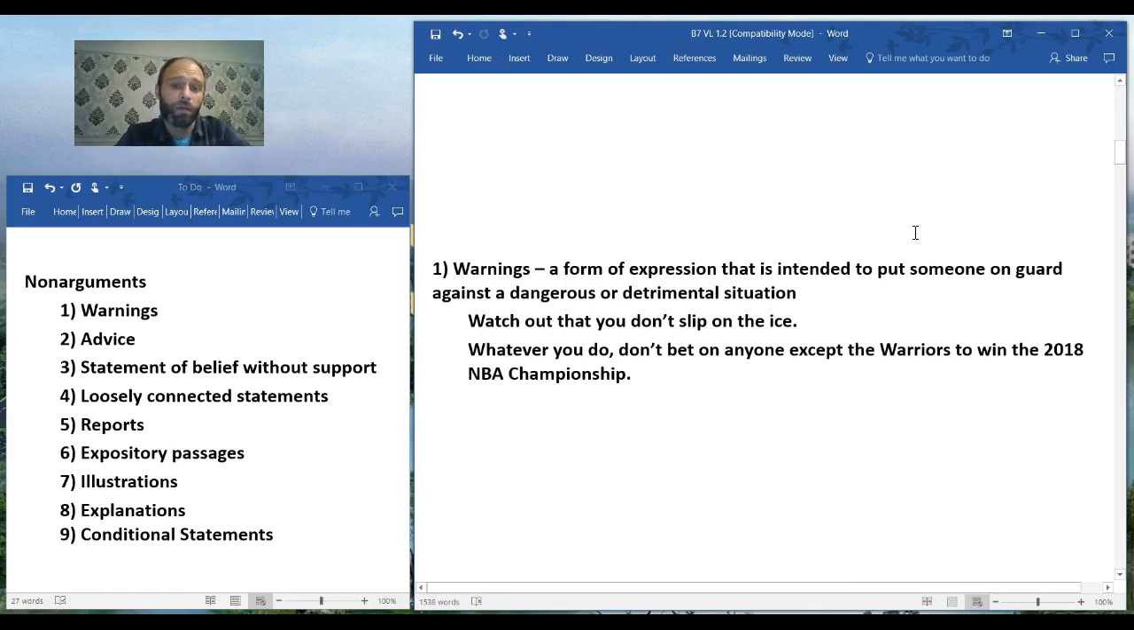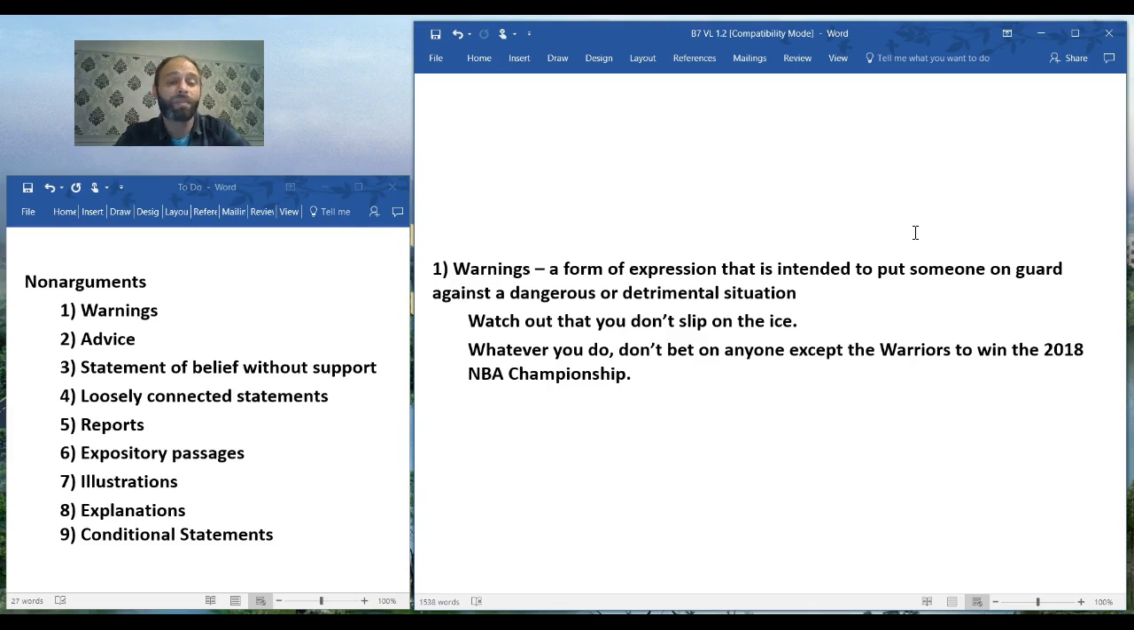The first type is warnings. A warning is a form of expression that's intended to put someone on guard against a dangerous or detrimental situation. Take, for example, this very short passage: "Watch out that you don't slip on the ice." We recall from 1.1 that arguments are composed of statements, and statements have to be able to be either true or false. We also recall that commands are not statements. They can't be either true or false.